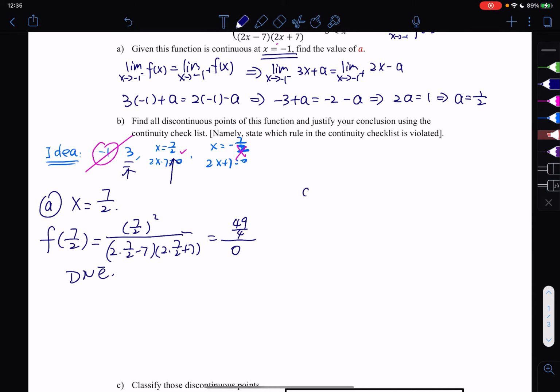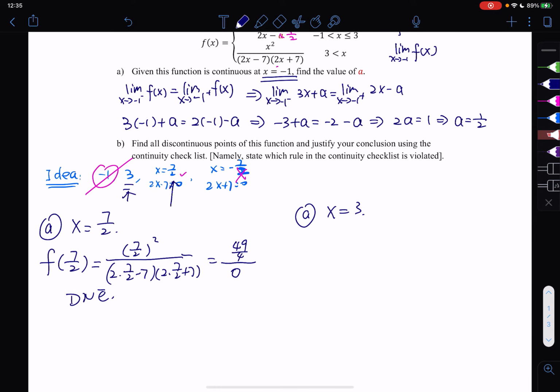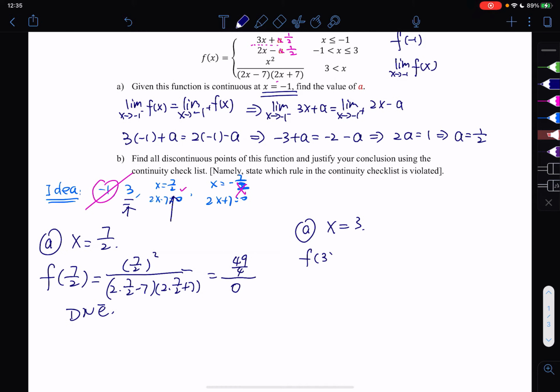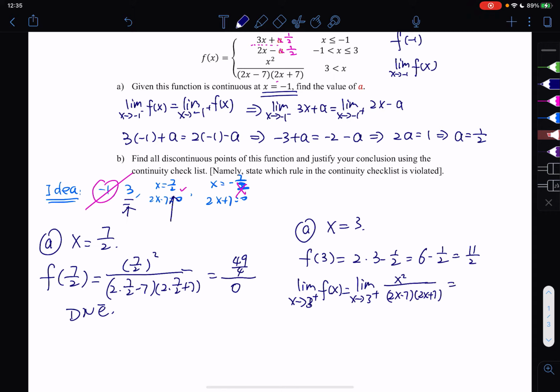And the second part is at the point x being 3. It's where the function was cut into 2 pieces. You will realize f of 3, which is 2 times 3 minus 1/2, which is 6 minus 1/2, which is 11/2. If you want to find the limit, you need to separate on both sides. So you have limit x approaches 3 plus, so it's greater than 3, it's x squared over 2x minus 7 and 2x plus 7, which is 9 over -1 times 2 times 3, which is 6, plus 7, which is 13. So we end up with -9/13.